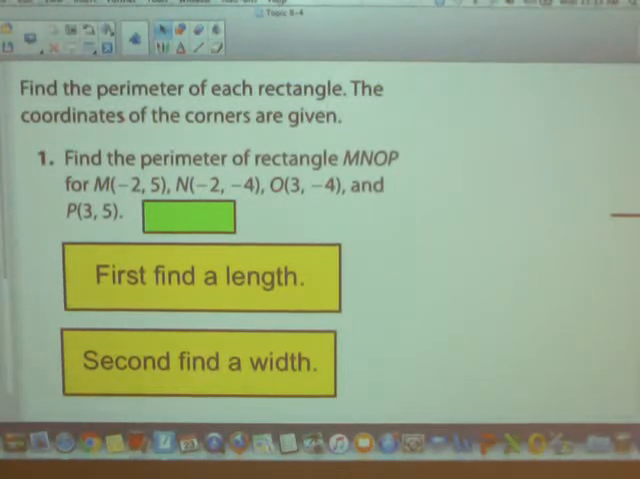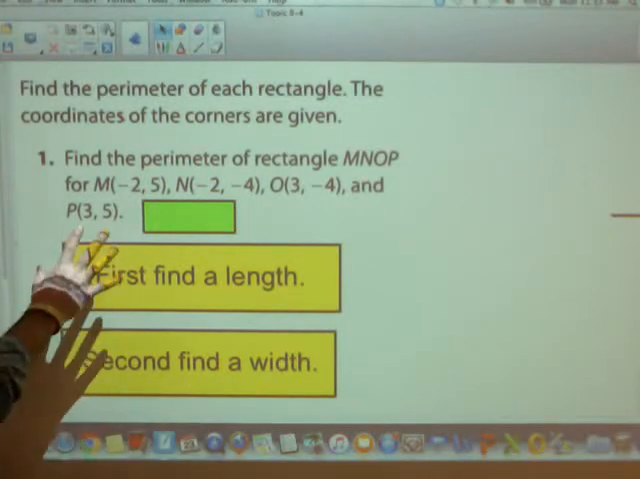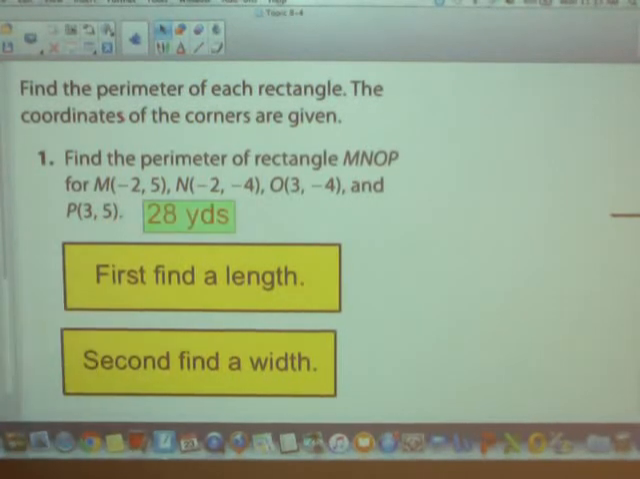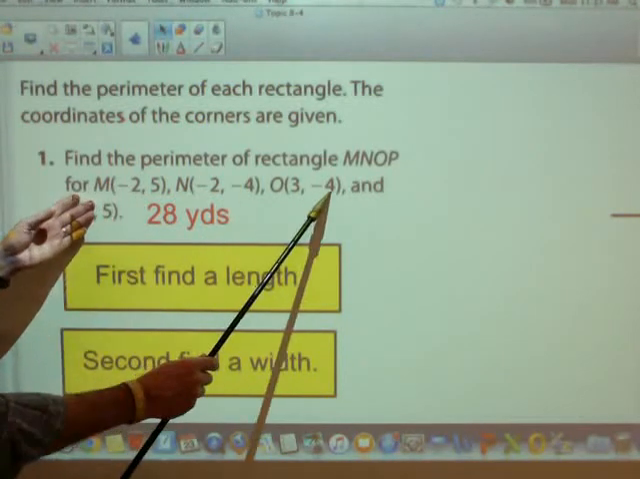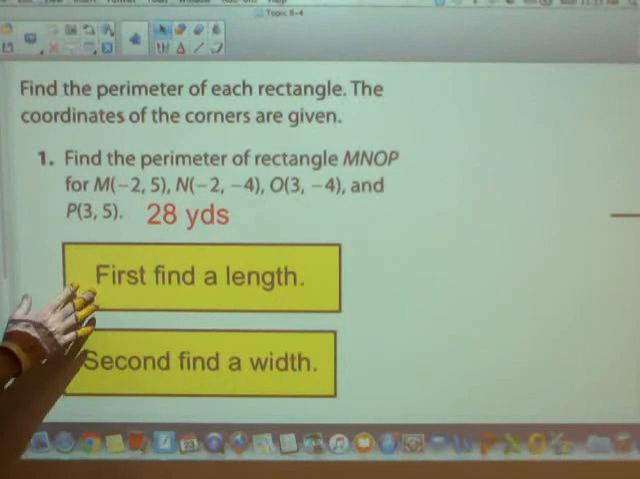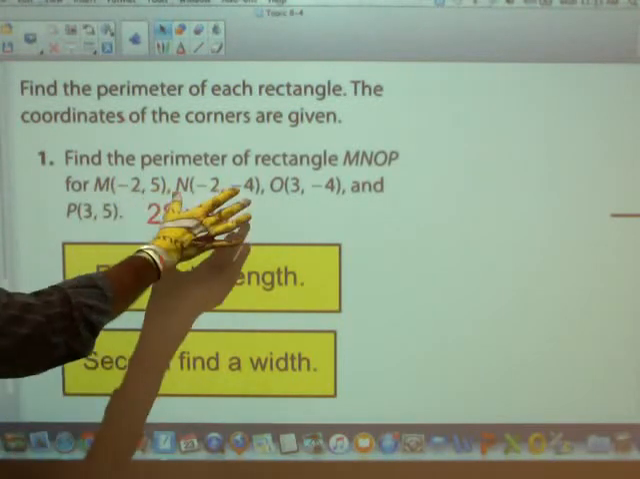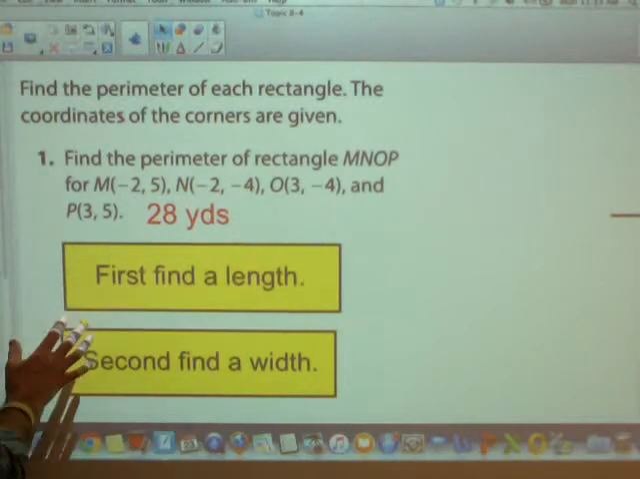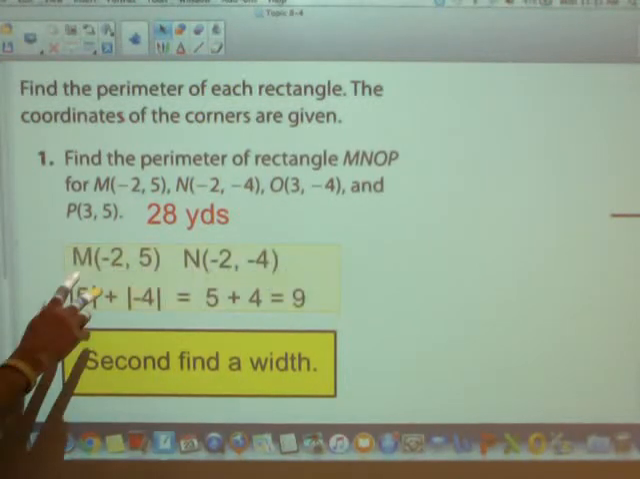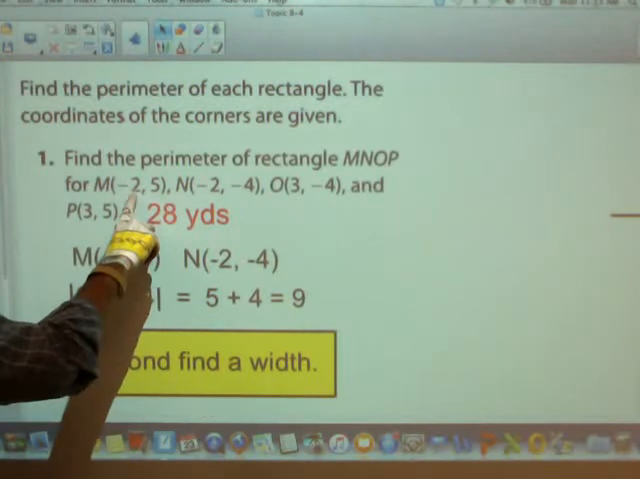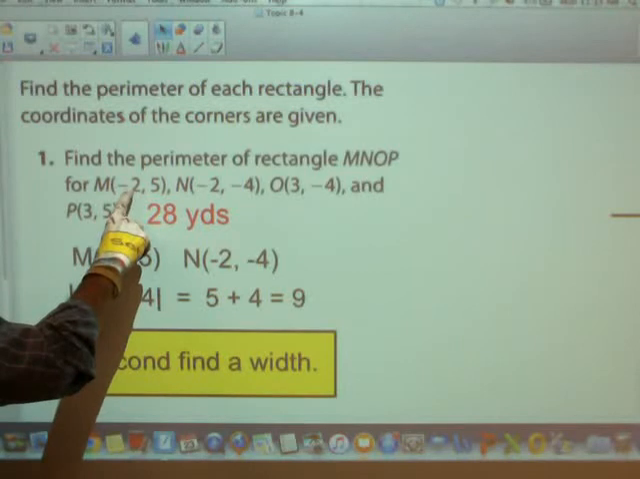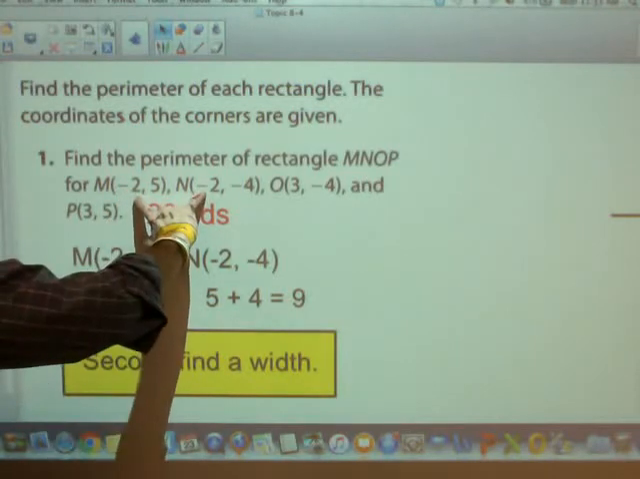All right, here we go. Let's take a look at what we have here. Well, the correct answer for this is 28 yards. Now, how do you get 28 yards using these coordinates? Well, the first thing you want to do is find a length. So you have to decide which of these you're going to pair up. In this case, what I did was I paired up M and N. They both are going to fall on the -2 on the x-axis.